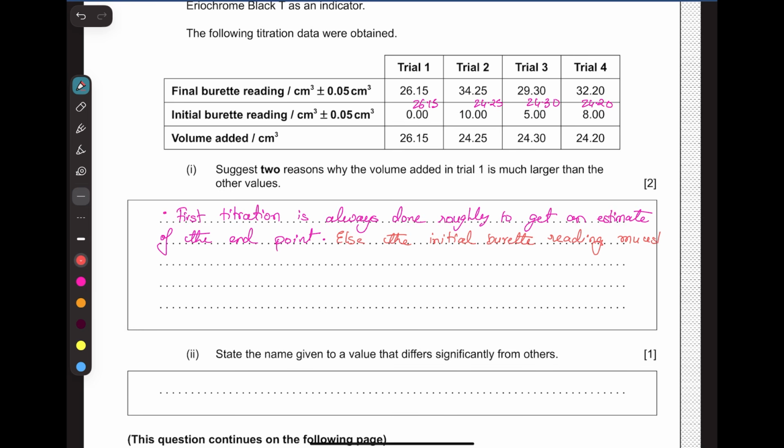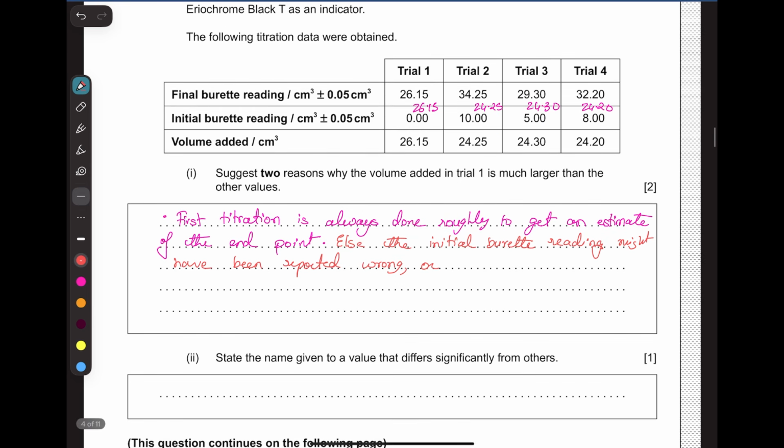might have been reported wrong. Or I can also say that the burette could have leaked. Okay, the burette was not fully stopped, it was leaking liquid, right? So if it was leaking, then yeah, it makes sense. It leaked out 2 centimeter cubes of the liquid.